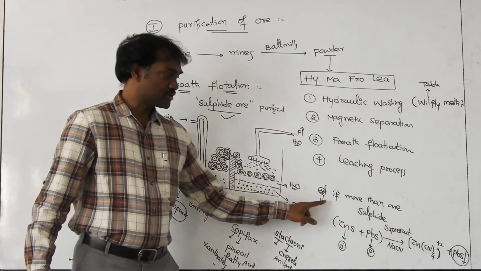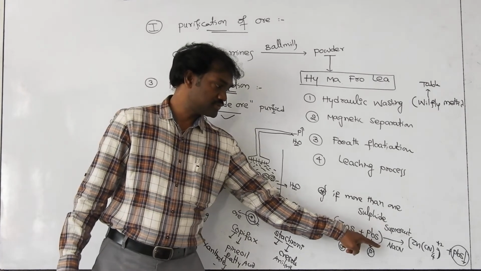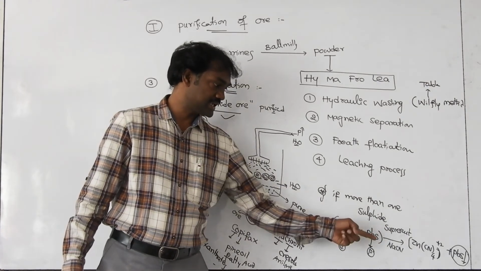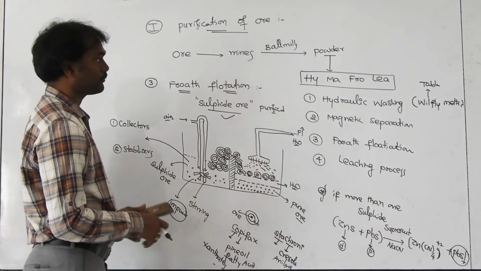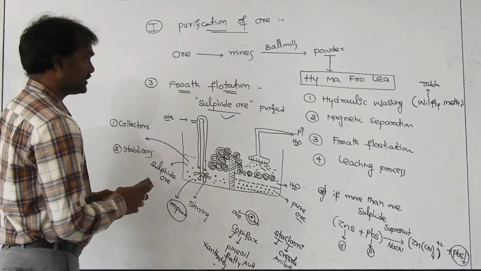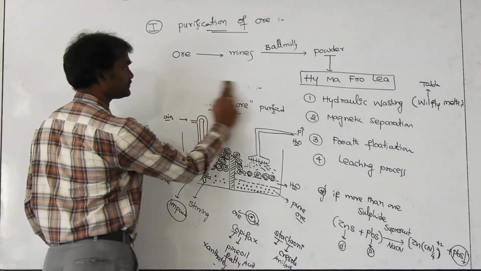So this is also very important. The suppressant which you are using means NaCN. Cyanide is a strong ligand, used for the removal of D block element points. Next, leaching process.